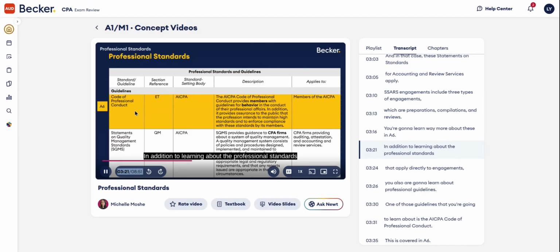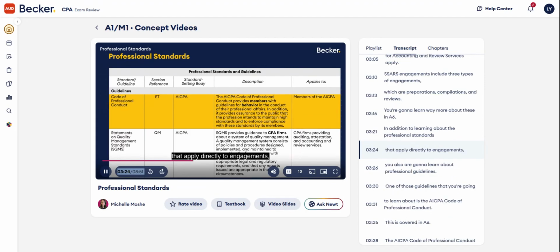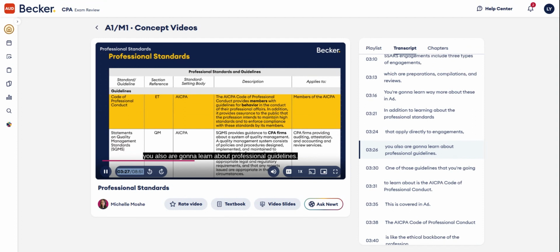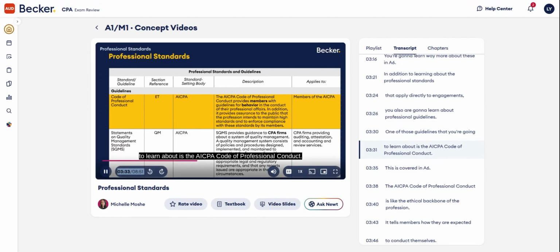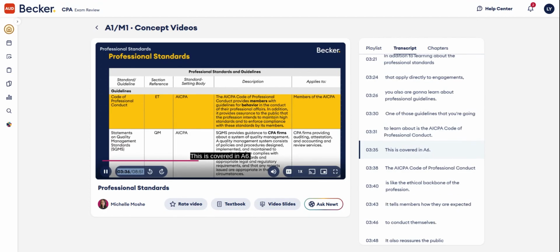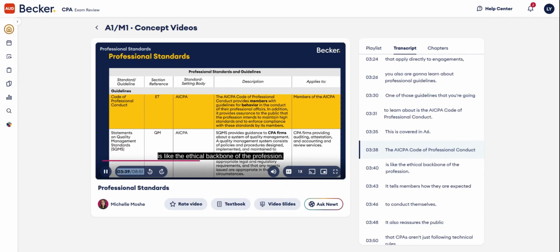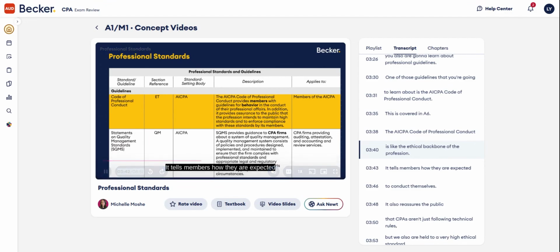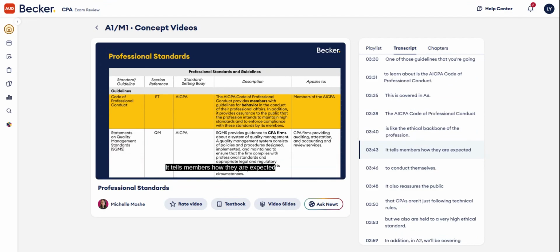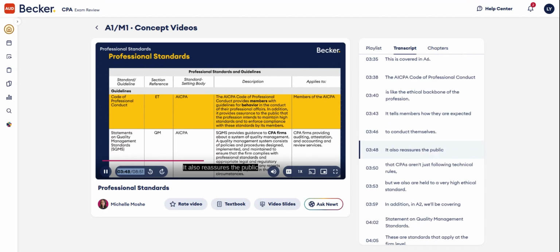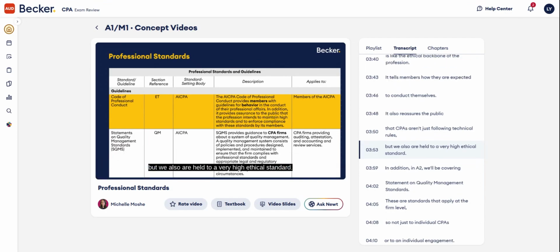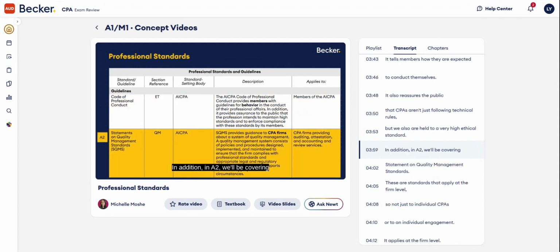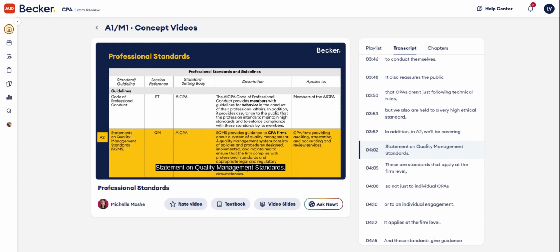In addition to learning about the professional standards that apply directly to engagements, you also are going to learn about professional guidelines. One of those guidelines that you're going to learn about is the AICPA Code of Professional Conduct. This is covered in A6. The AICPA Code of Professional Conduct is like the ethical backbone of the profession. It tells members how they are expected to conduct themselves. It also reassures the public that CPAs aren't just following technical rules, but we also are held to a very high ethical standard.